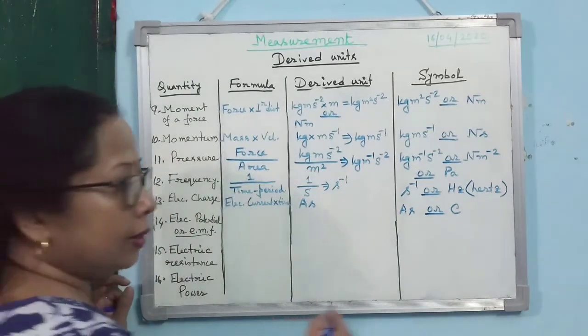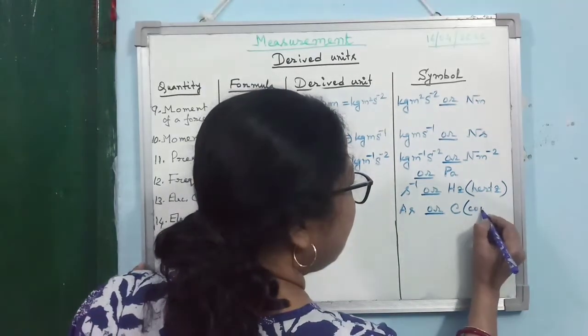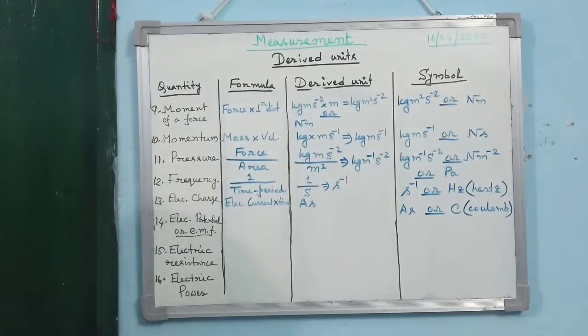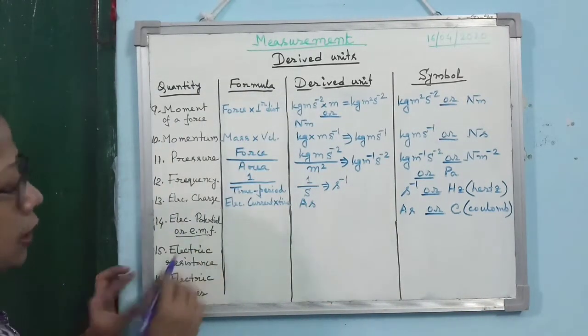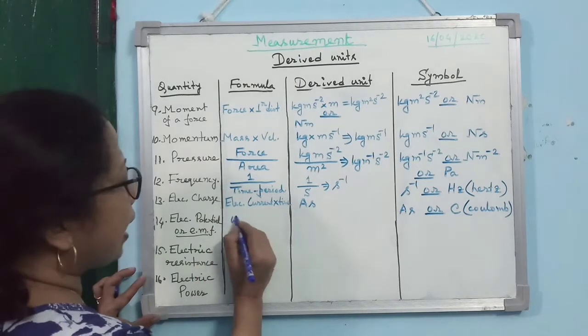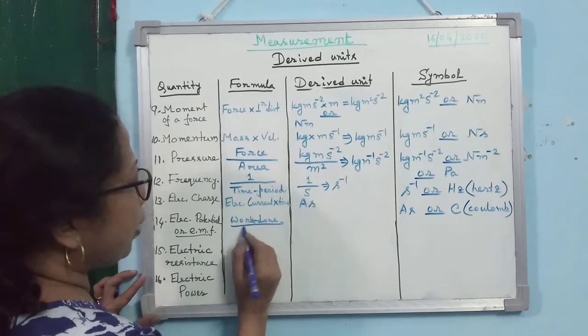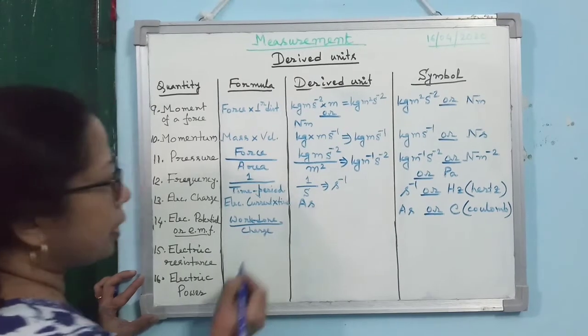Alright, only one letter if you use it, and if you write the full name, then it will be coulomb, because coulomb is also the name of a scientist. Then electric potential or EMF, it is defined as work done per unit charge.